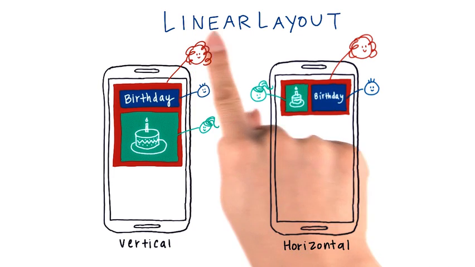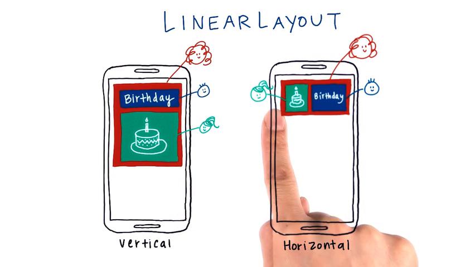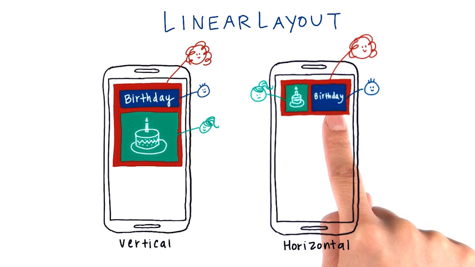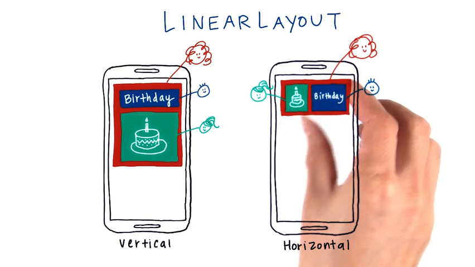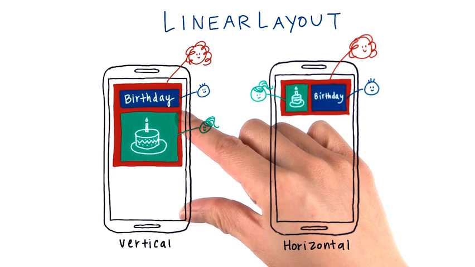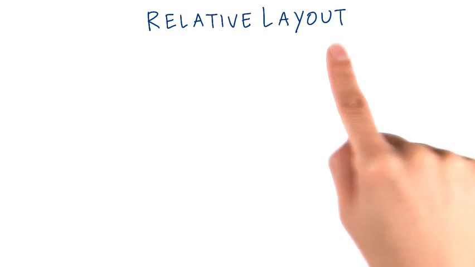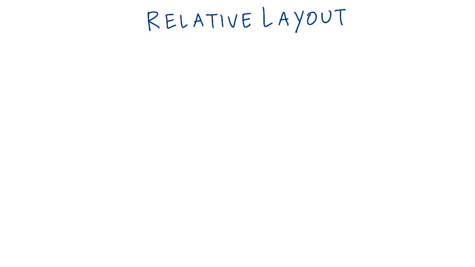So far, we've learned that a linear layout can have a vertical orientation or horizontal orientation. We also learned that individual views can have weight values to fill up the extra space in the parent. Now we're going to spend some time learning more about the relative layout view group. This will help you build even more flexible layouts.